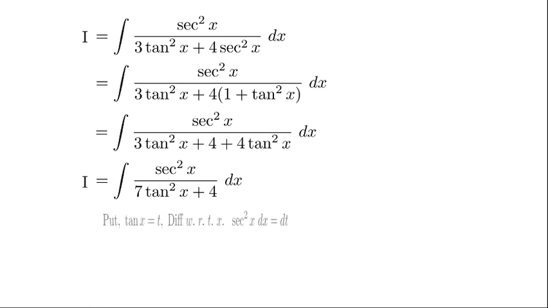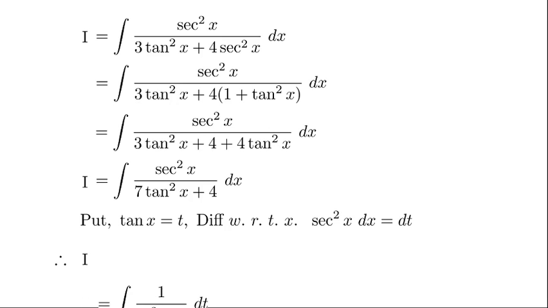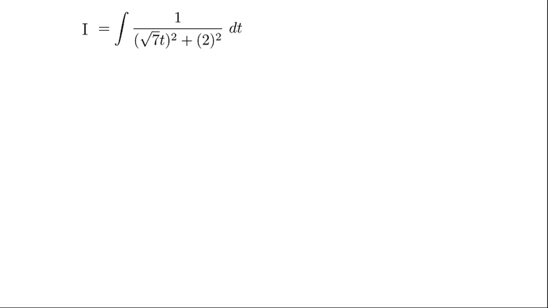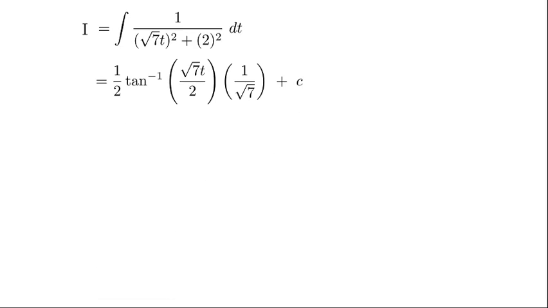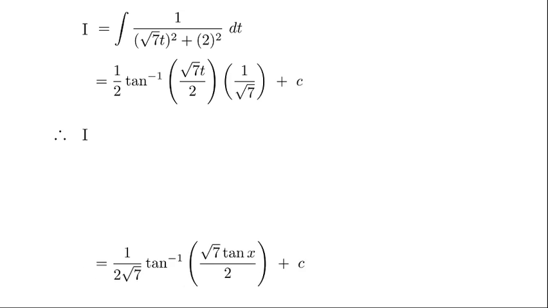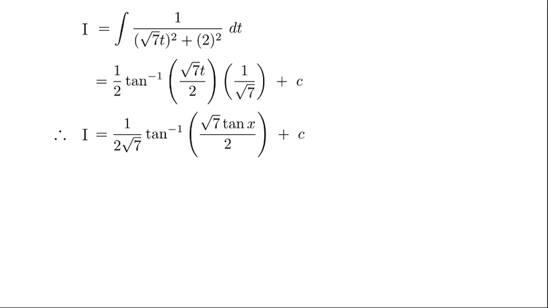Now we can put tan x equal to t, so the derivative is sec square x dx equal to dt. The problem changes to integration of 1 upon 7t square plus 4 dt. This is further written as integration of 1 upon (root 7 t) the whole square plus 2 square. Again this is in the form of 1 upon x square plus a square. So 1 upon a is 1 by 2 here, tan inverse of root 7 t upon 2 into 1 by the coefficient of t. Finally the integration becomes 1 upon 2 root 7 tan inverse of root 7 tan x upon 2 plus c.